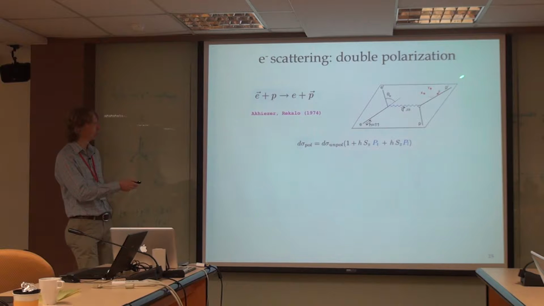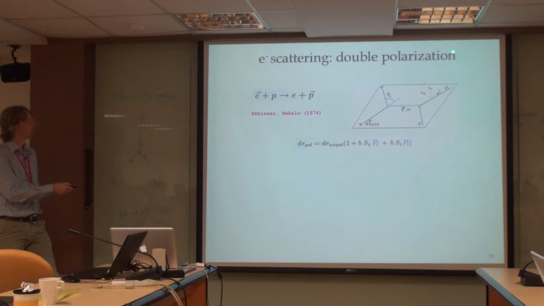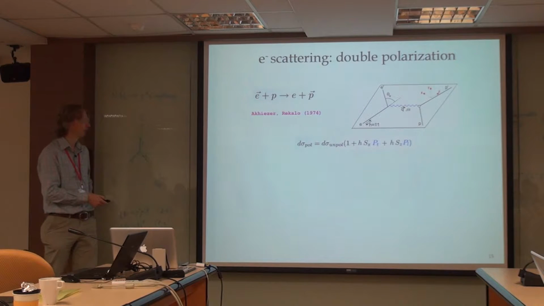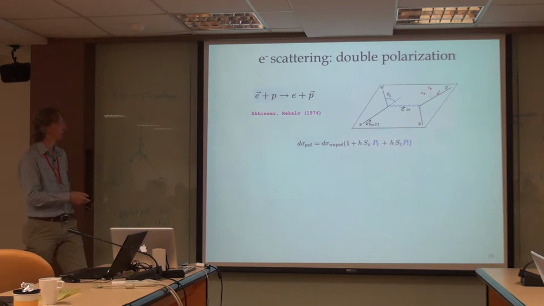And one can measure the component of the spin along the direction of motion or perpendicular to the direction of motion in the plane. The quantity which is normal to the plane is a quantity which is exactly 0 in the one photon exchange approximation.